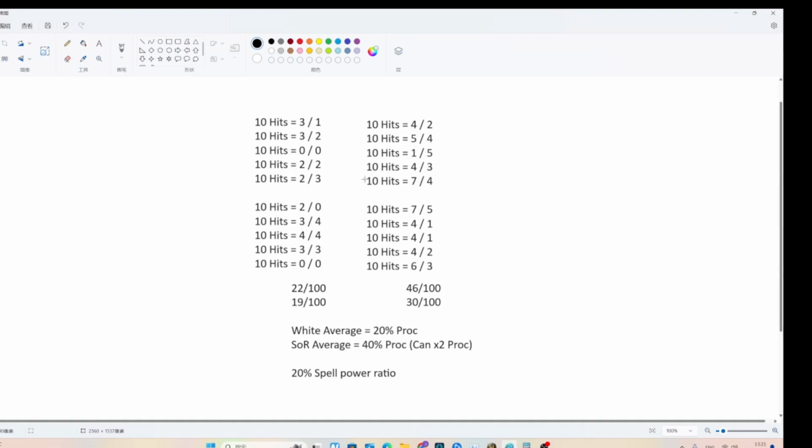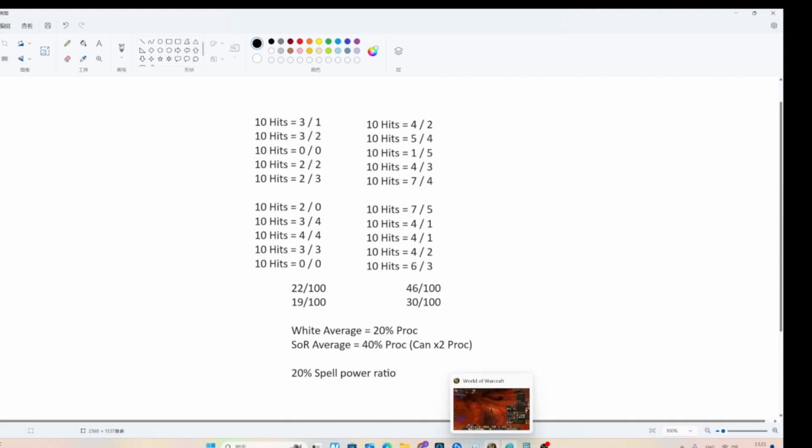But here's basically the TLDR. I hit it like 200 times with white damage. I got 22 procs on one attempt and 19 on the other, so an average of about 20% proc. Then when I hit it with SoR 200 times, it was all over the place. One proc'd 46 times, the other proc'd 30 times, but add them together and divide by two, that's close enough to a 40% proc chance.